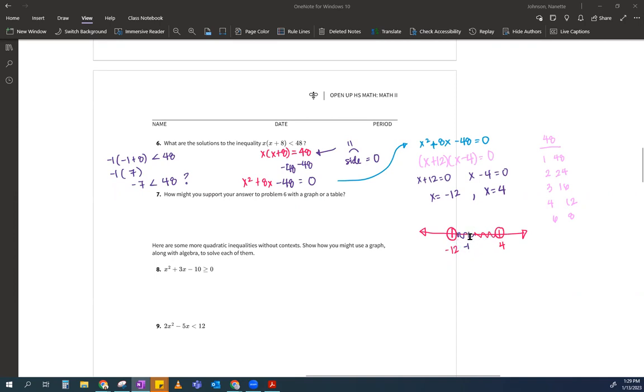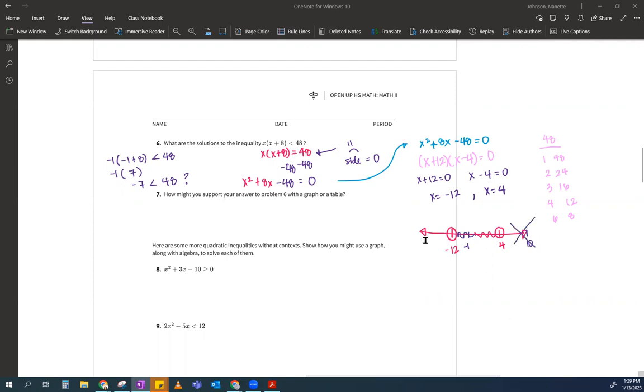I also want to check the numbers out here, which we already checked, right? Did you guys check a number out here? Like, I don't know, did you try 10? Would 10 work for this? Let's see, 10 times 18. Is 10 times 18 less than 48? No. So this is not a solution area. That is not a solution area.